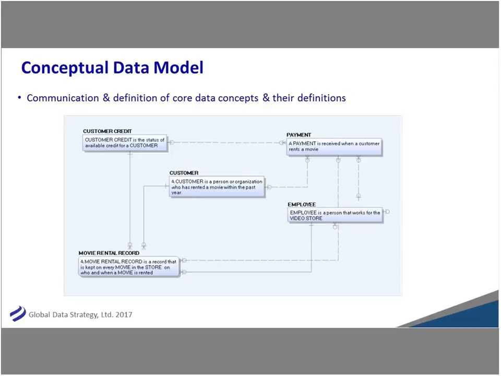Here's an example of a conceptual data model. One of the things I like about this particular tool is that it hides all of the detail and really just focuses on the business definitions, because each of those model levels has a purpose, and the purpose of conceptual data modeling is really to get that communication. It seems very simple, but quickly a person could look at that and say, okay, a customer is a person or organization who's rented a movie. Wait a minute, we don't sell to organizations, we just sell to individuals. So right there, that could be a big business clarification that we needed just by showing it clearly on a diagram.